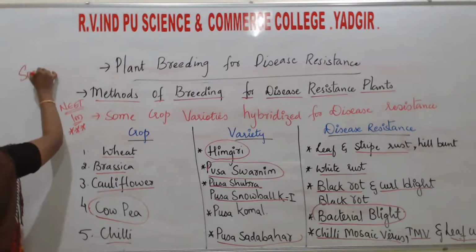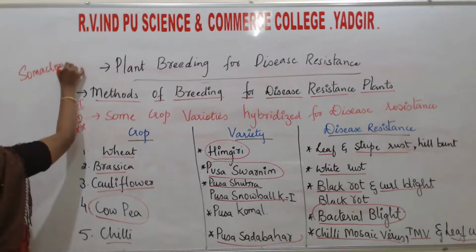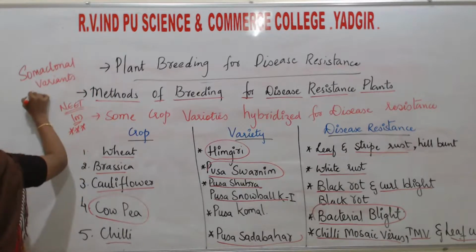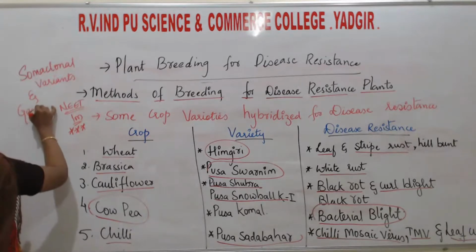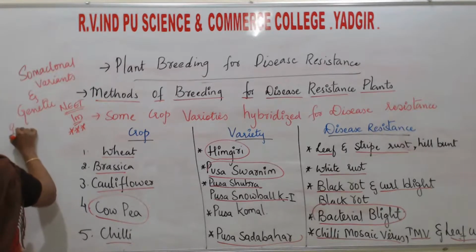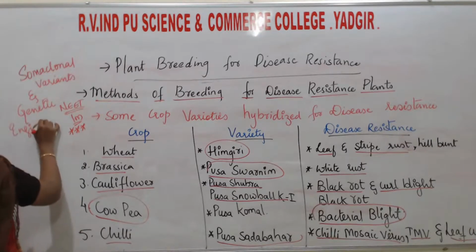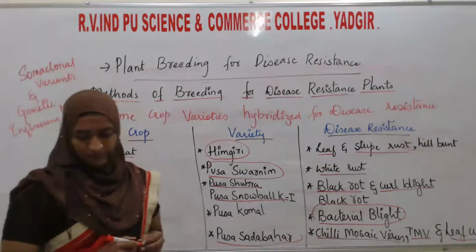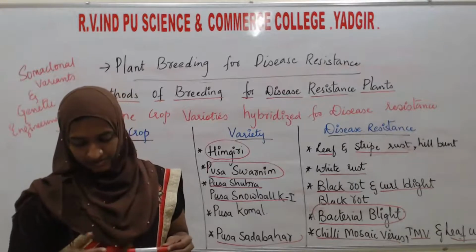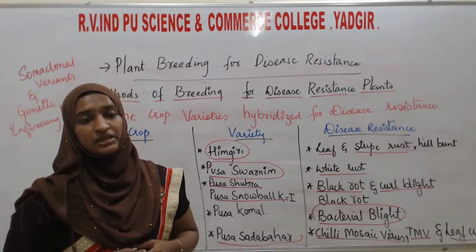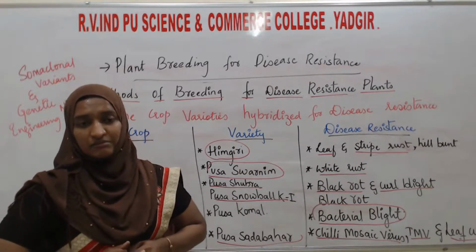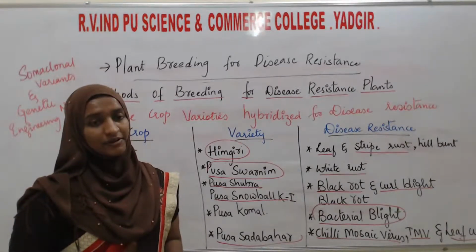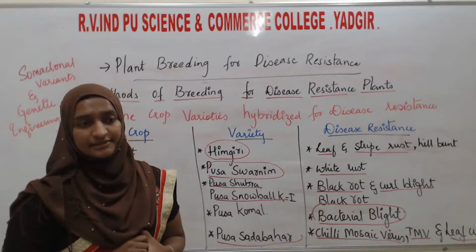Somaclonal variants and genetic engineering. These are the other methods, besides conventional and mutation breeding, by which you can select desirable plants with disease resistance.